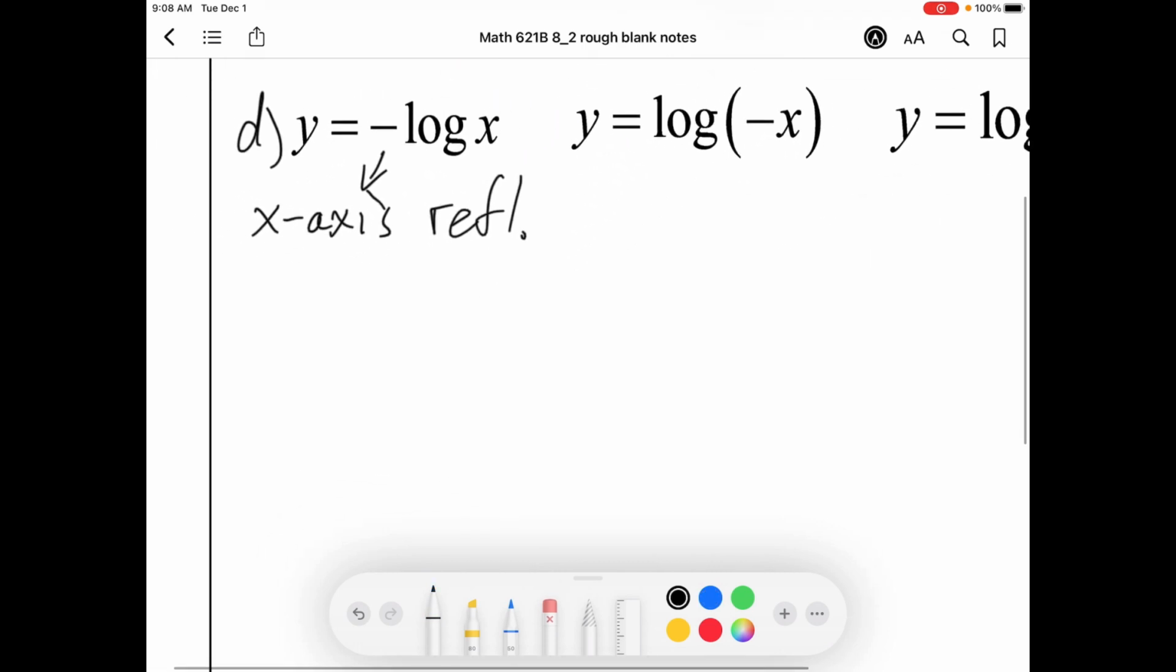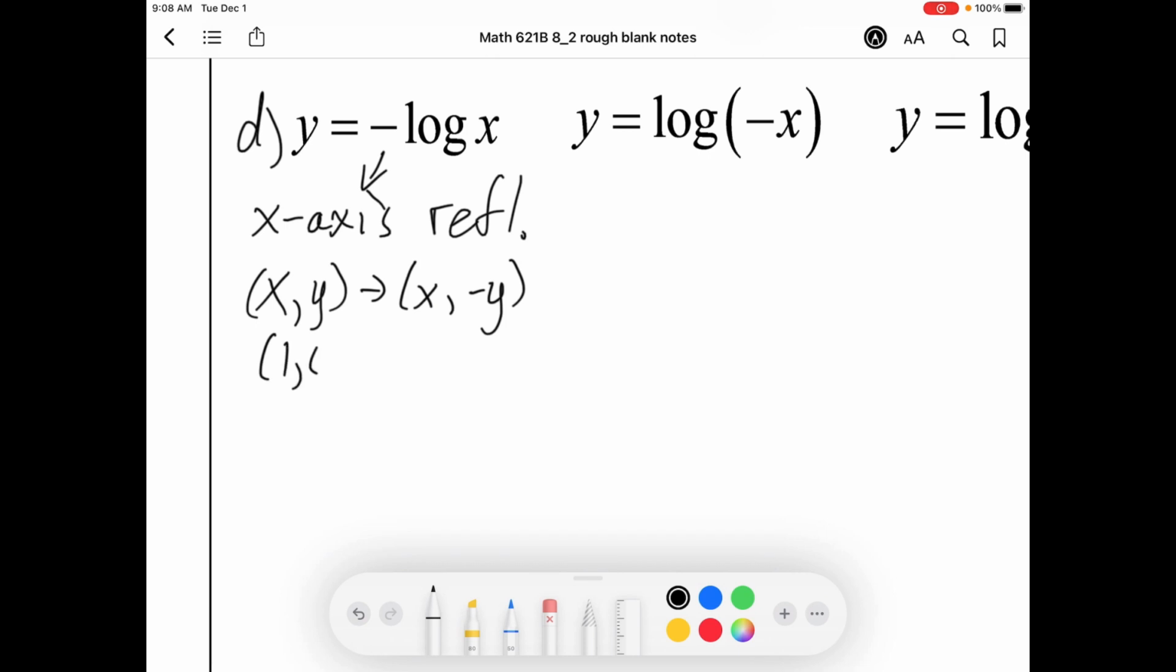Okay. An x-axis reflection means that we change our y values. If you flip through the x-axis, you're making your y negative. Usually a log graph has the point (1, 0). It always has (1, 0). And it'll have (c, 1), where c is the base. So let's see. 1 and -0, that's still just 0. Here we'll have (10, -1).